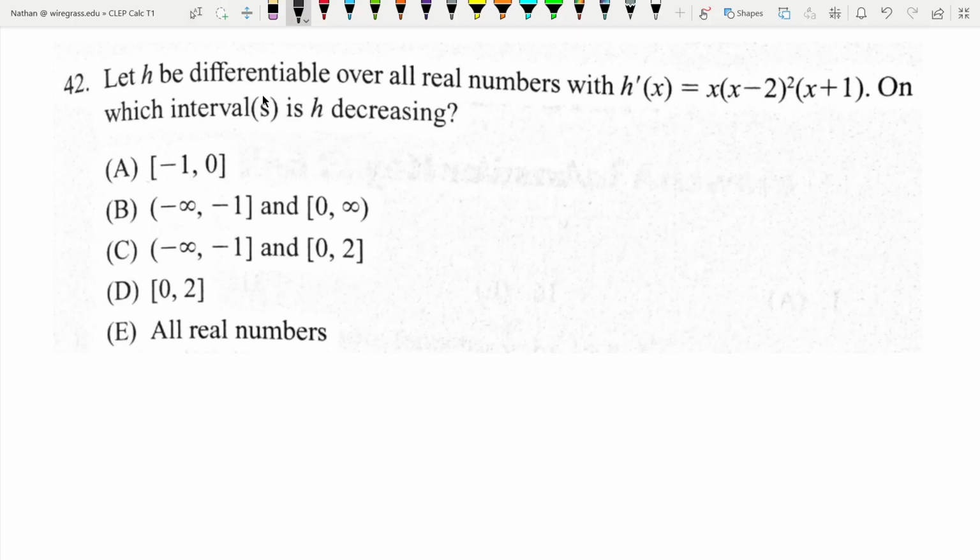So here we have h is a differentiable function over all real numbers. That's important, so we can look at the entire real number line. This is the derivative of h. On which intervals is h decreasing?